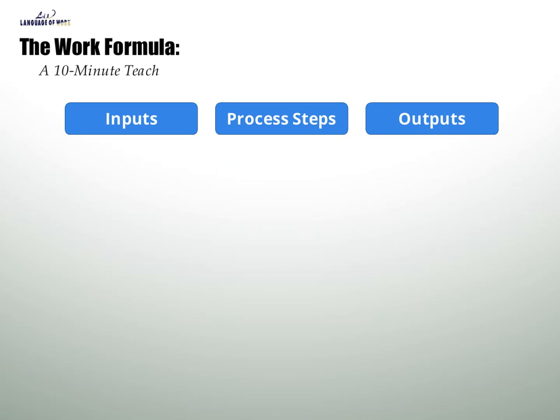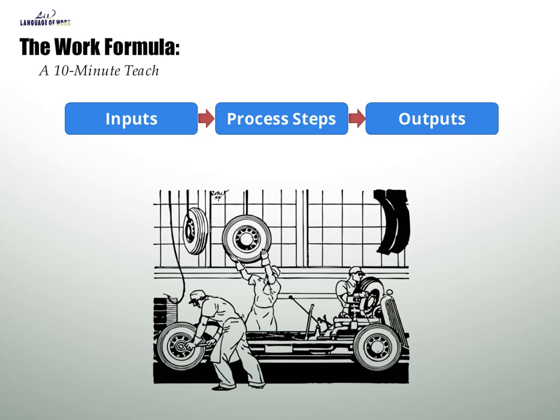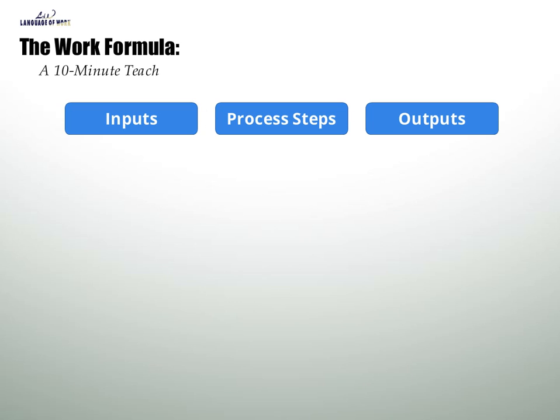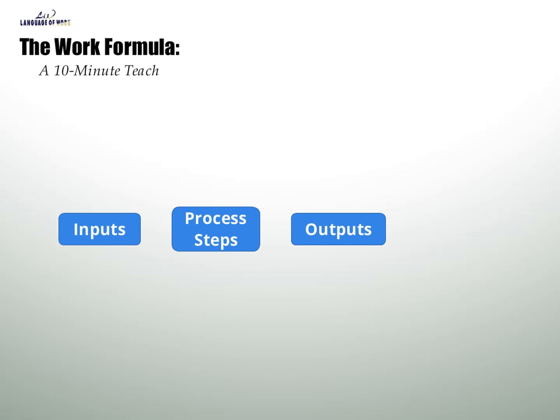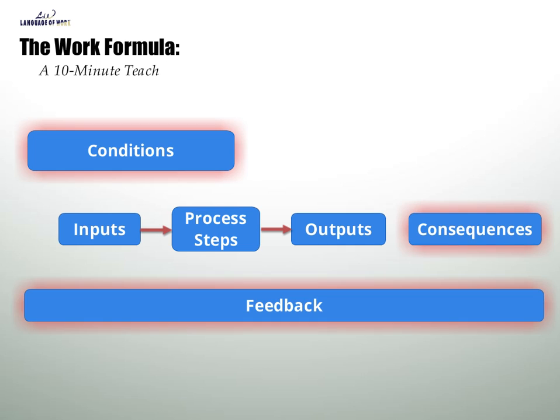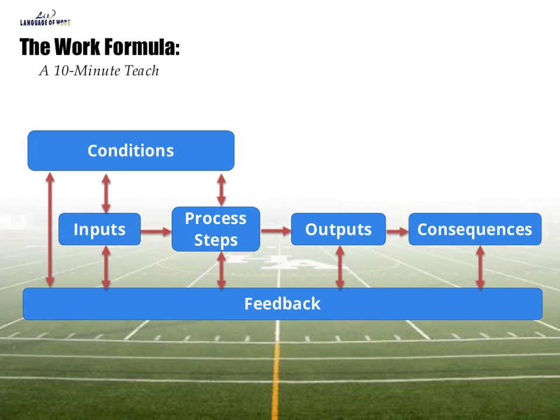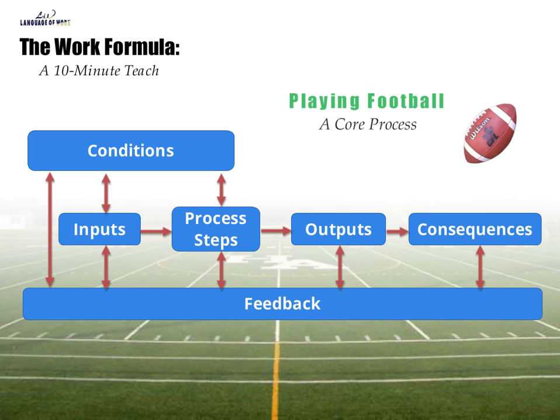The first 3, inputs, process steps, and outputs, represent a classic manufacturing way of looking at work, much the way Henry Ford used in producing cars. In planning work, Ford had to obtain many inputs, use a new set of process steps, now known as the assembly line, to produce cars as outputs. To these 3 elements of work, we add conditions, consequences, and feedback to make work more complete in today's business context. We will illustrate the 6 elements that comprise work using a sports analogy, American football.